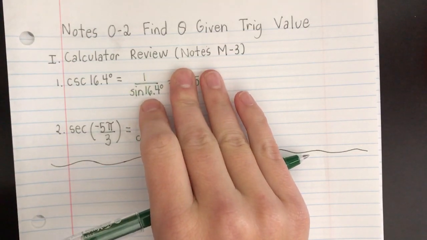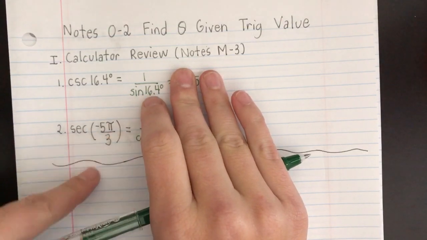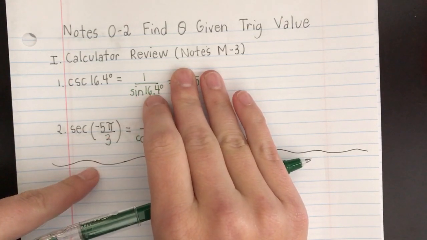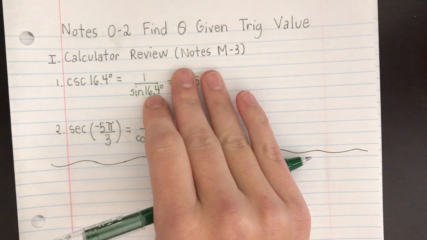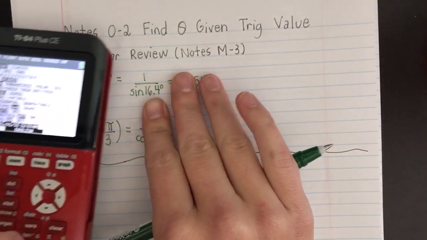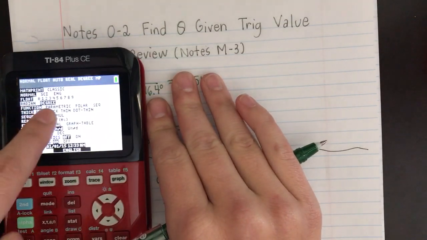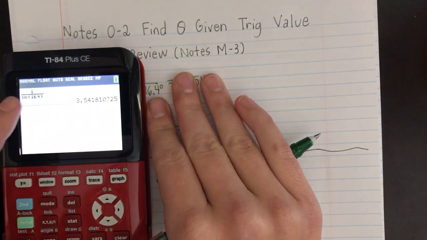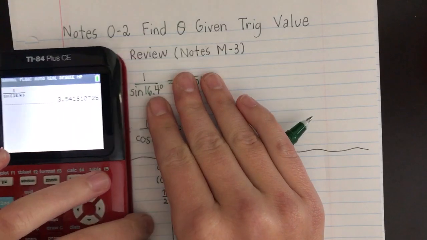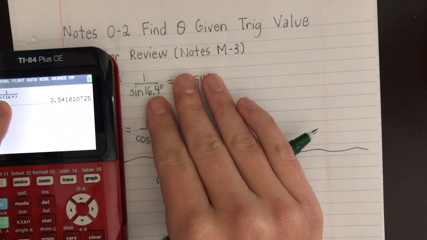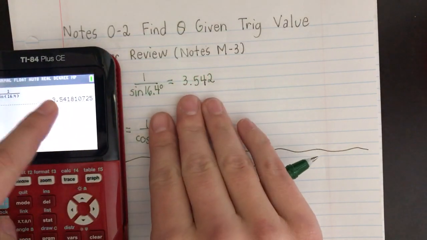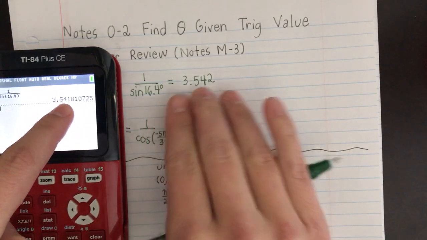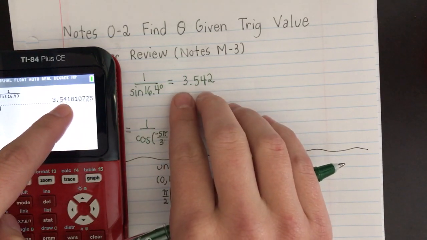So you would write 1 over sine of 16.4 degrees, so the angle stays the same. And then you would plug that in your calculator. First, of course, you would check that the mode in your calculator is degrees. And then once you check that, you would utilize the alpha y equals key and type in 1 over sine of 16.4 to get 3.542 when you round to 3 decimal places.